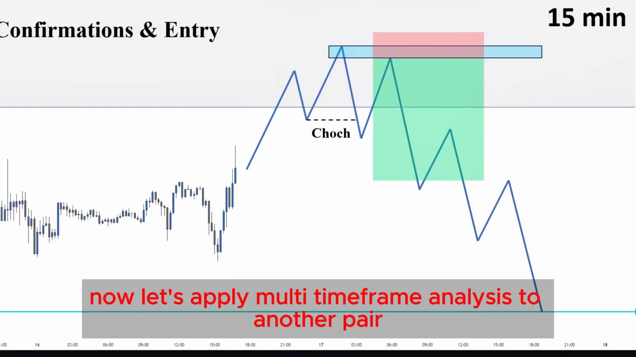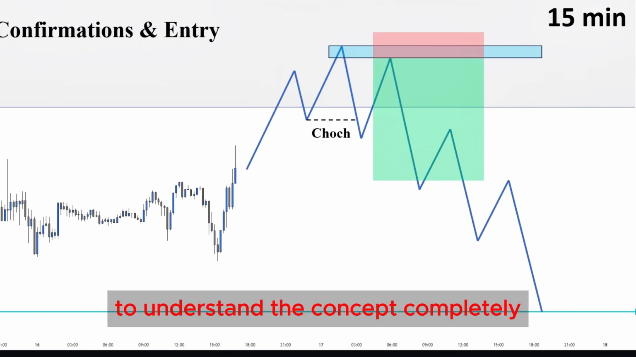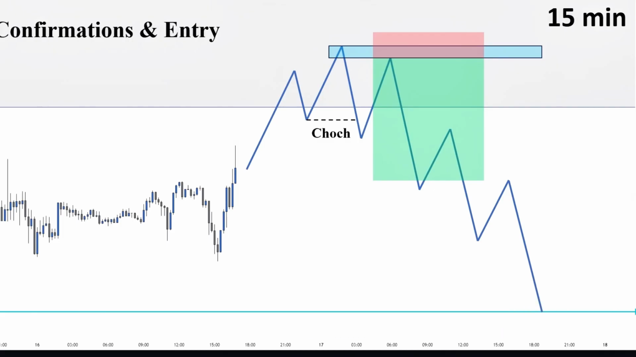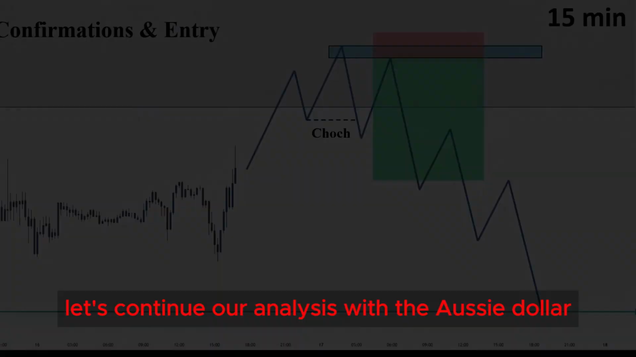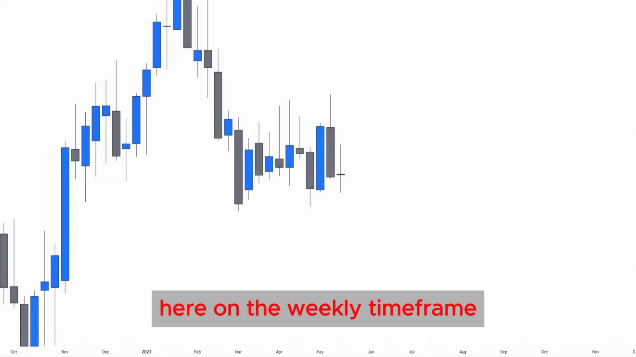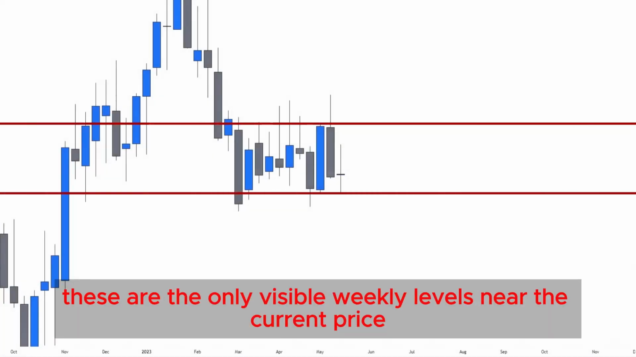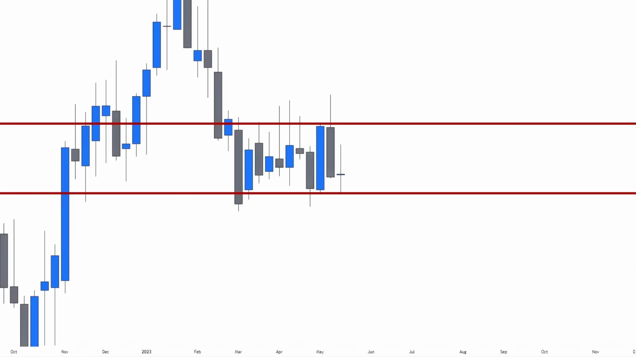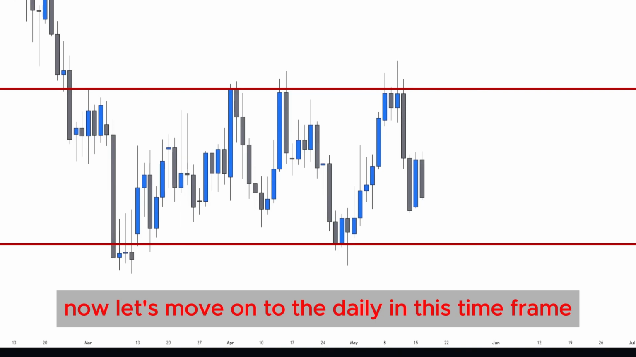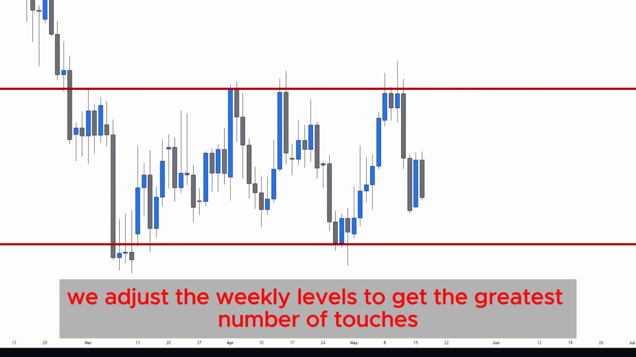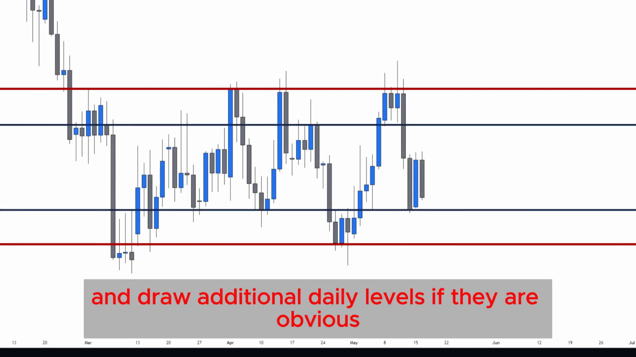Now let's apply multi-timeframe analysis to another pair to understand the concept completely. Let's continue our analysis with the Aussie dollar. Here on the weekly time frame, these are the only visible weekly levels near the current price, so we draw them in. Now let's move on to the daily. In this time frame first, we adjust the weekly levels to get the greatest number of touches, and draw additional daily levels if they are obvious.